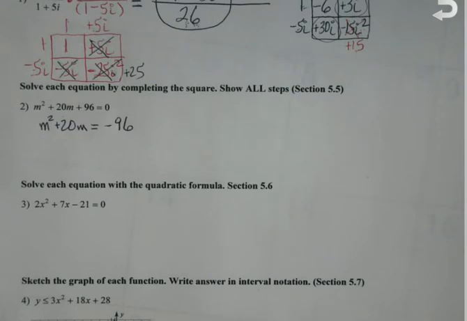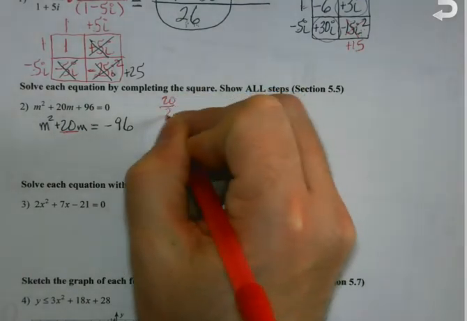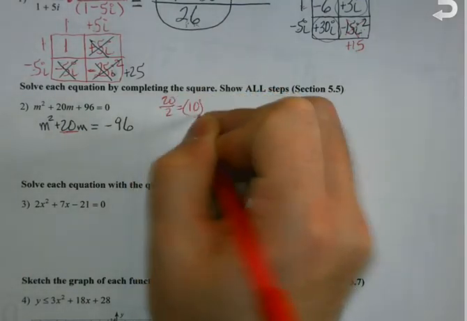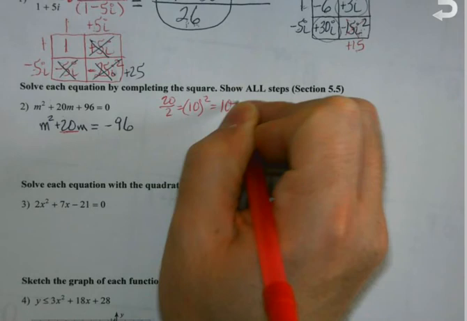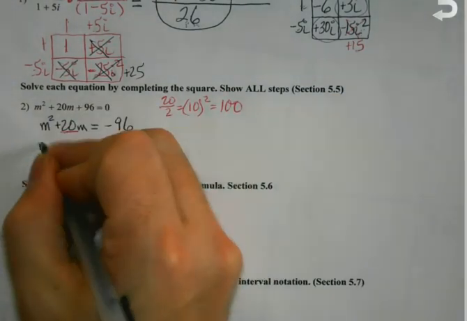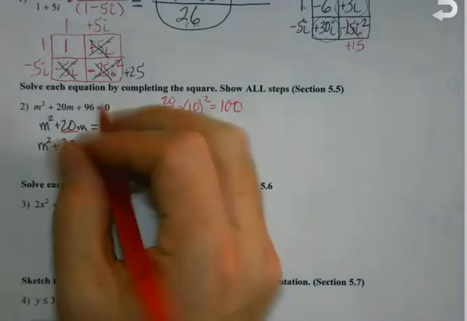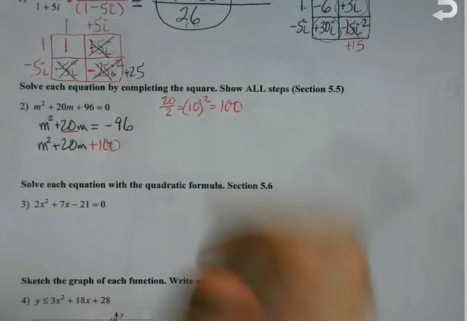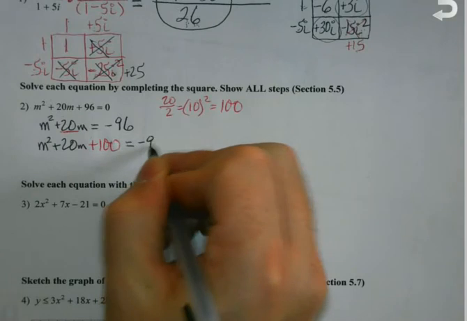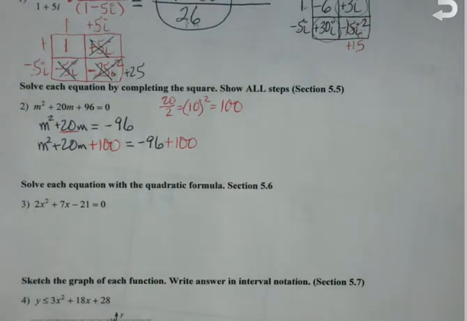Once I've done that, now I need to do my little trick with my b. So again, here's my b. b divided by 2, and square it. That's the value that's going to be added to each side of my equation. So I've got m squared plus 20m plus 100 equals negative 96 plus 100. Whatever I do to one side, I do to both.